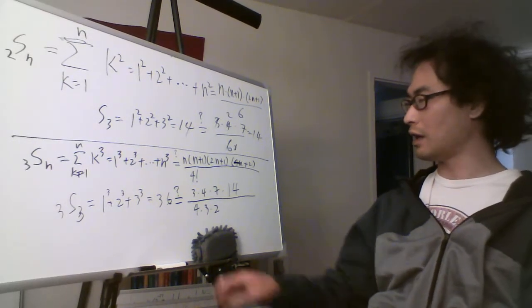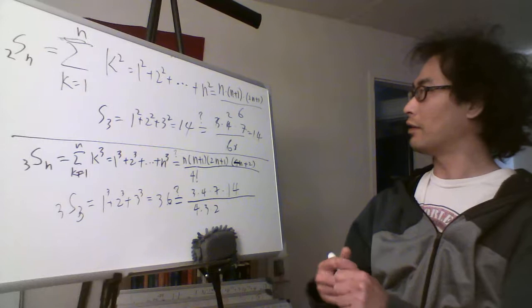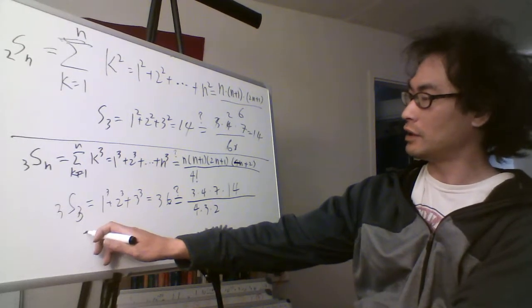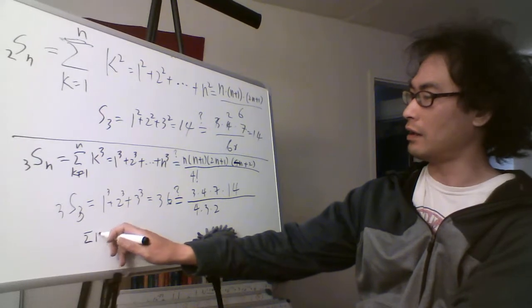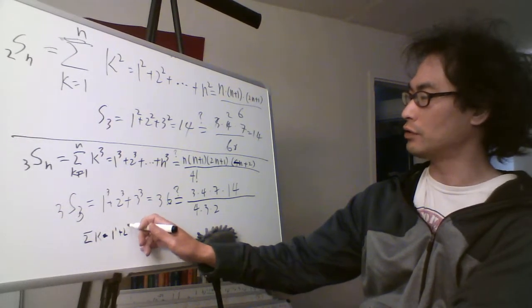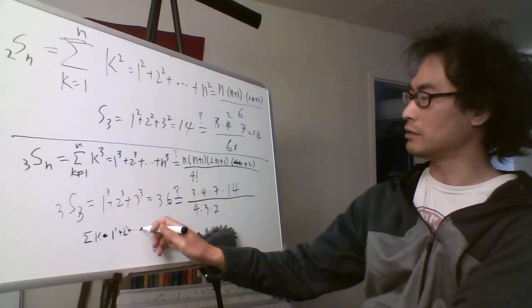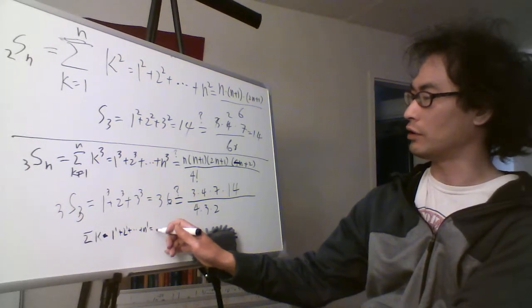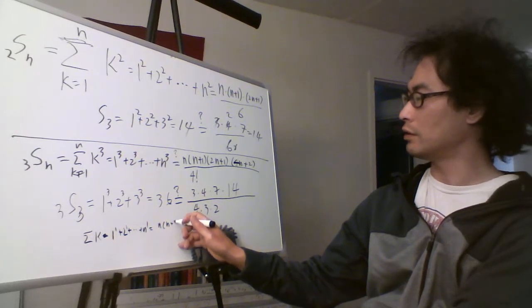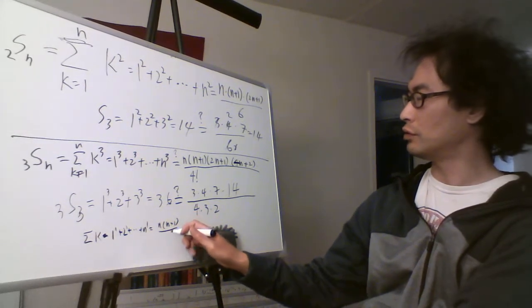I mean, because think about it. All right, so you have sigma k is equal to what? 1 to the first plus 2 to the first plus blah blah plus n to the first is what? N plus 1 over 2, which is 2 factorial, right?